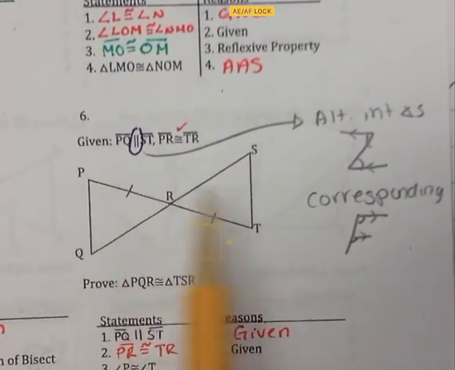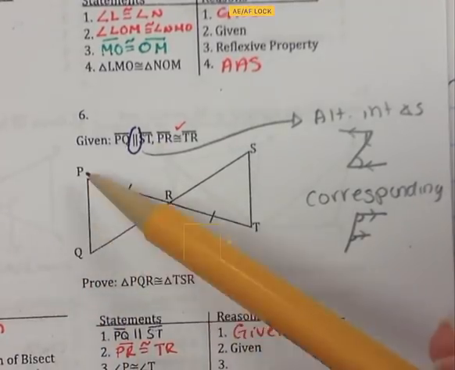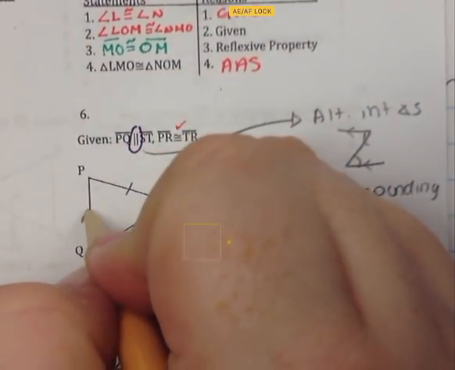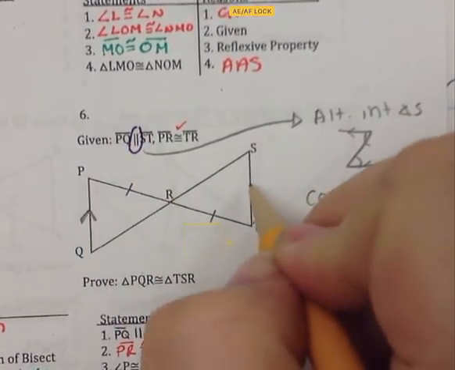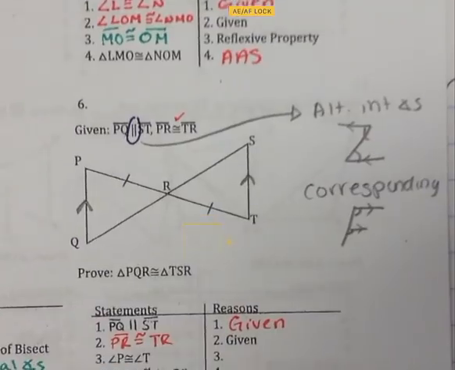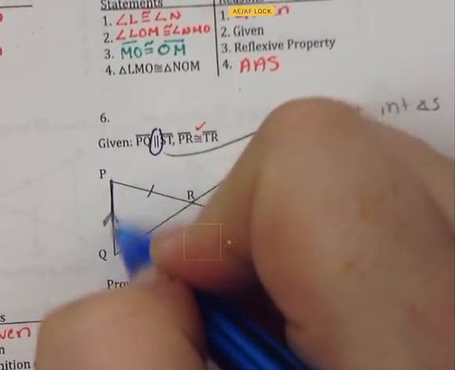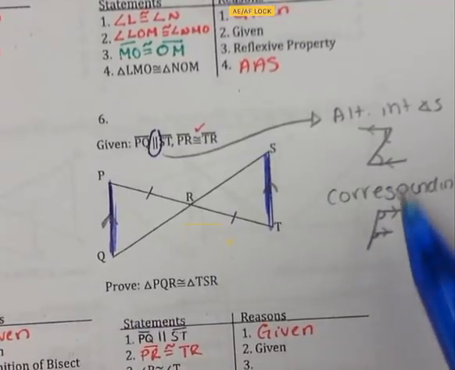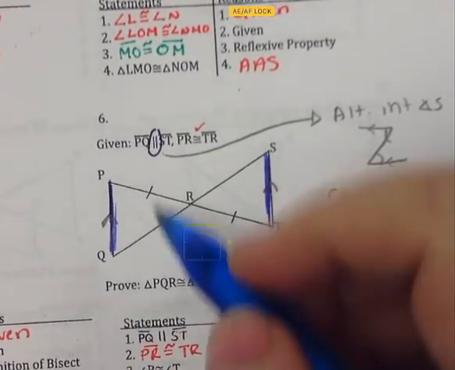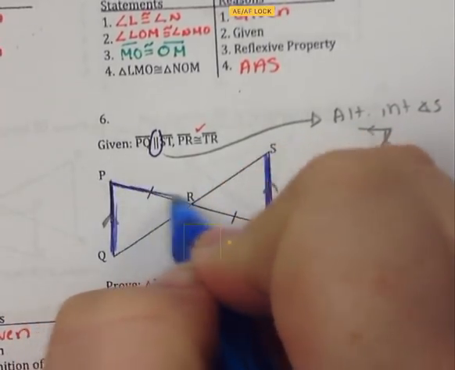So we don't have any markings on here, so we have to show that PQ is parallel to ST. So PQ needs to have an arrow on it, not a congruency, an arrow. And ST also needs to have an arrow on it. So now if I were to look at those two lines, these two lines, will I be able to form an F or a Z? And I can actually form a Z going this way.